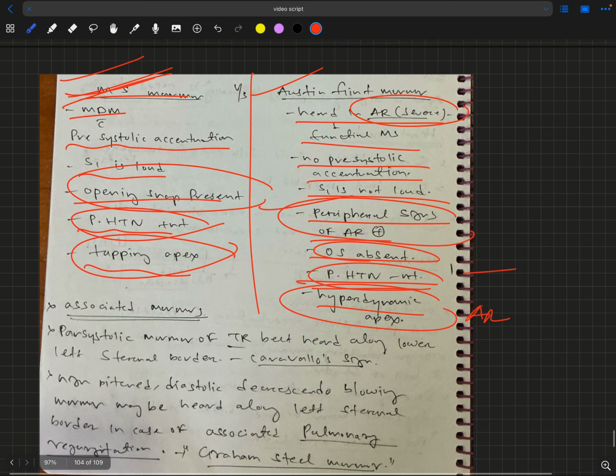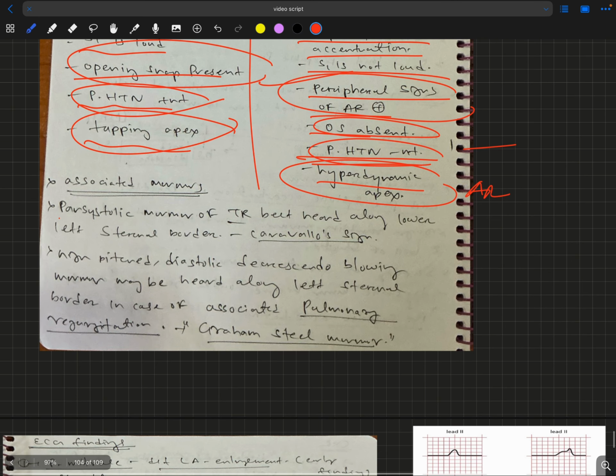The associated murmur in case of mitral stenosis is the pansystolic murmur of TR. In the long run, due to annular dilatation and right ventricular hypertrophy, TR develops. So there will be a pansystolic murmur also in the long run. It is best heard along the lower left sternal border.